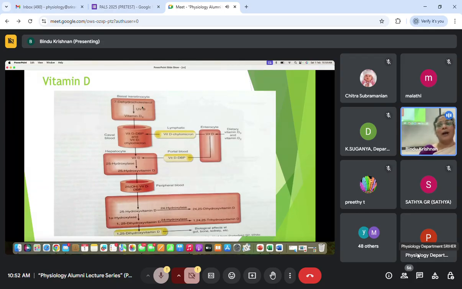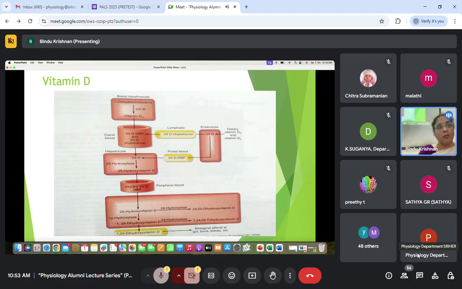So you have either vitamin D3 or D2. D3 is mostly formed in the skin by the opening of the 7-dehydrocholesterol by the action of sunlight, especially the UVB rays, right? So UVB rays acting on 7-dehydrocholesterol helps in the formation of vitamin D3. D3 is called cholecalciferol and D2 is called ergocalciferol. Ergocalciferol is the one which you get from the plants, right? So D3 and D2 together is what is known as vitamin D, right?